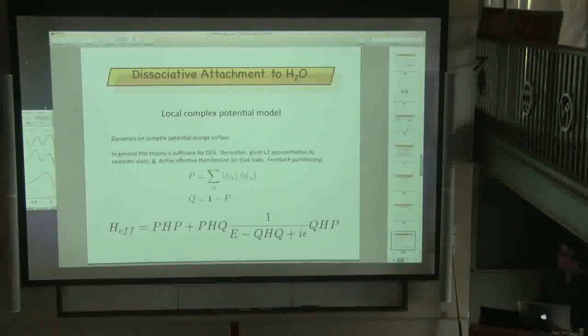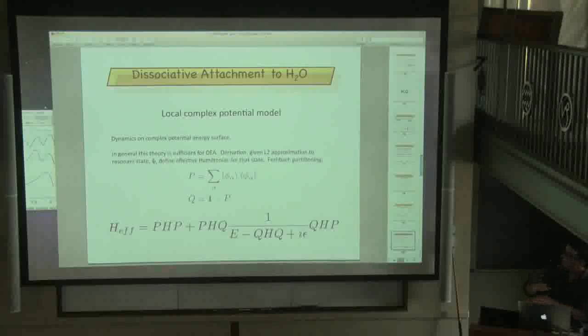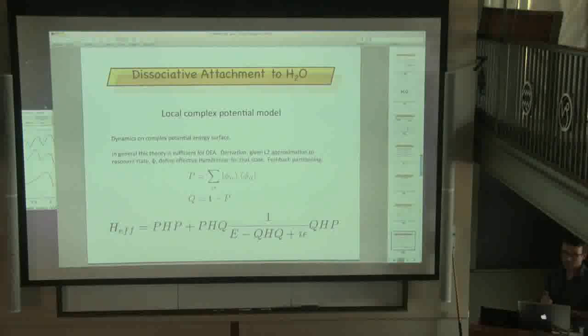And all this talk about complex potentials, the whole picture that I've drawn with potential energy curves going above the neutral, which I kind of fuzzed out to indicate they're complex, comes from the local complex potential model, and it's an approximation. In general, it's sufficient for dissociative electron attachment.